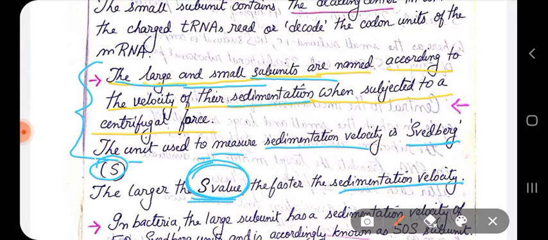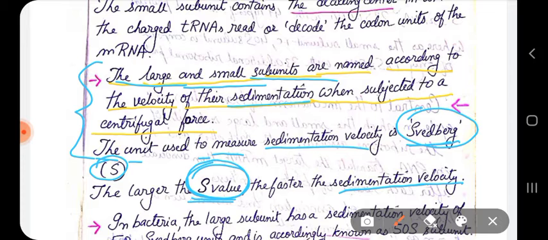So when the ribosomes are subjected to centrifugal force during the centrifugation process, the large and the small ribosomal subunits get separated within the centrifuge tube according to their sedimentation velocity. They are placed at different positions, according to which we name them as S unit or Swedberg unit. And the larger the S value, the greater the sedimentation velocity of that particular molecule.